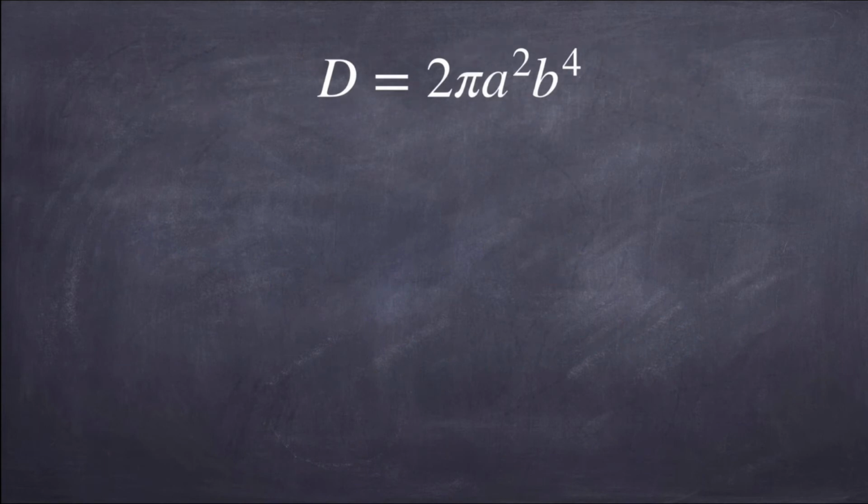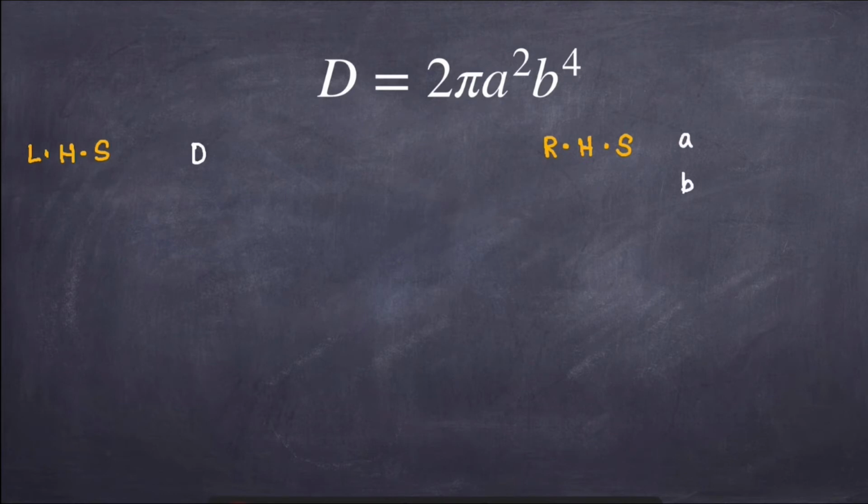D is equal to 2 pi a square b to the power 4. First of all, identify the variables on the left hand side of the equation. So on the left hand side of the equation, we have D, right? Now identify the variables on the right hand side of the equation. Okay, so the variables on the right hand side of the equation are a and b. Note down, we are identifying the variables, we will not take the constant, so 2 pi will not be taken over here.